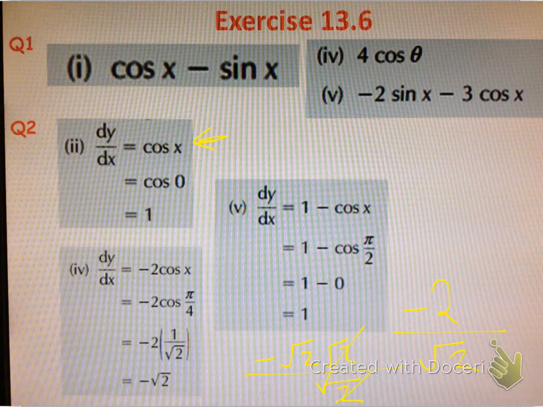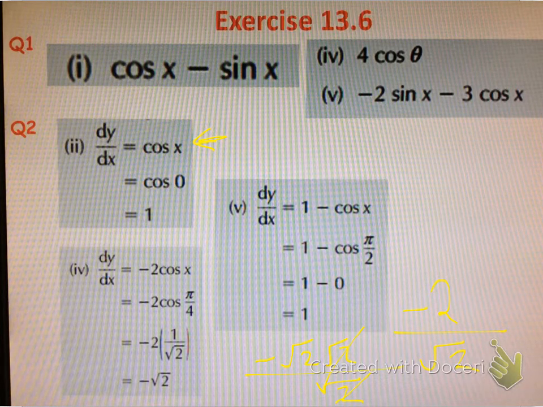Okay, part 5. y is equal to x minus sine x. So again, differentiate the function. The derivative of x is 1. The derivative of minus sine x is going to be minus cos x, because the derivative of sine x is cos x. Then when x is equal to pi over 2, sub it in, you should get out a slope of 1.